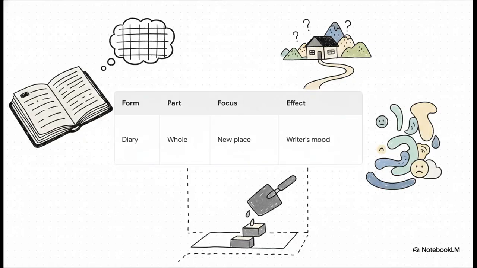A really great trick is to mentally construct a grid, kind of like the one we're looking at right now, to anchor your writing. Say your form is a diary, right? And you need to write the whole text. Your key focus might be someone who has just moved to a new place. The desired effect? To give a strong sense of the writer's mood. By taking a second to fill out this mental table, your foundation is totally rock solid.